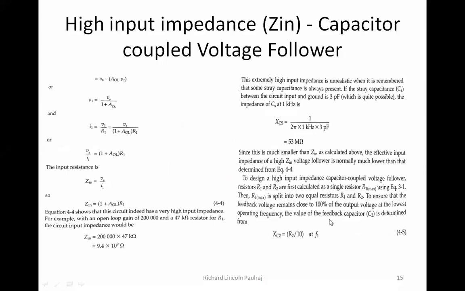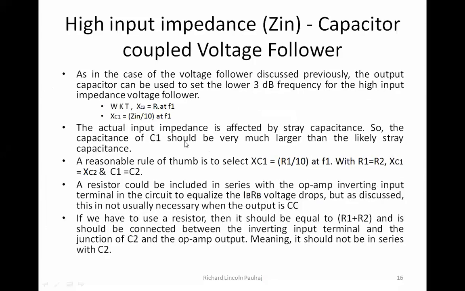So we'll keep these conditions here. Xe2 is equal to R2 by 10, just like how we had seen previously, right? That divide by 10 factor. And as in the case of the voltage follower discussed previously, the output capacitor can be used to set the lower 3 dB frequency for the high input impedance voltage follower. This was the thing that I was mentioning about the lower 3 dB.